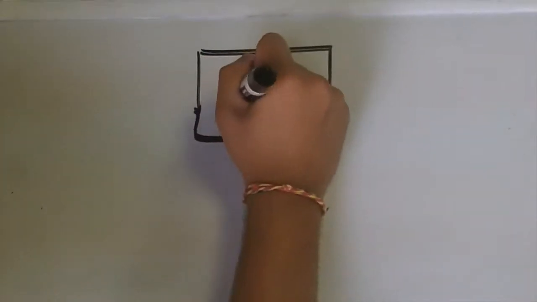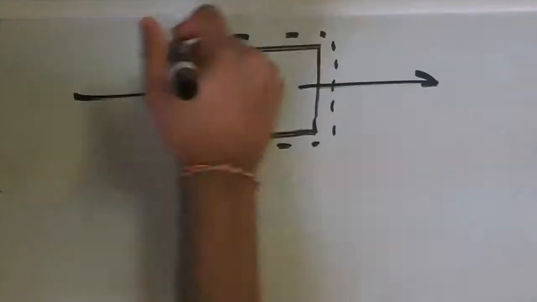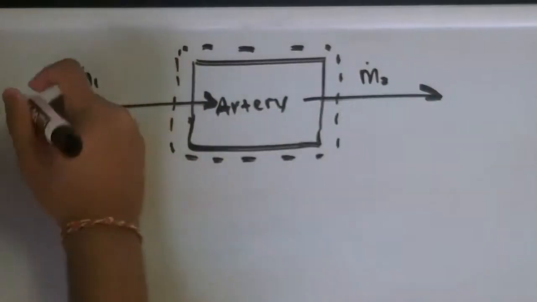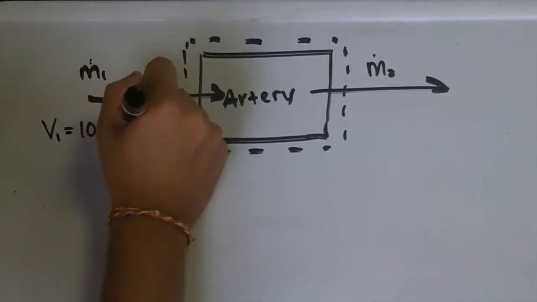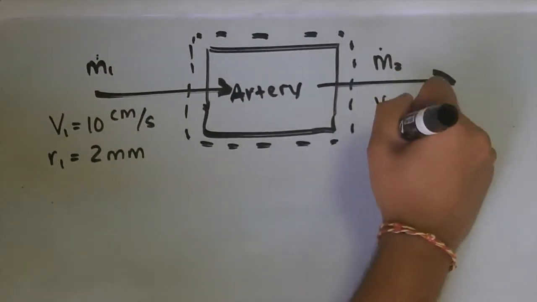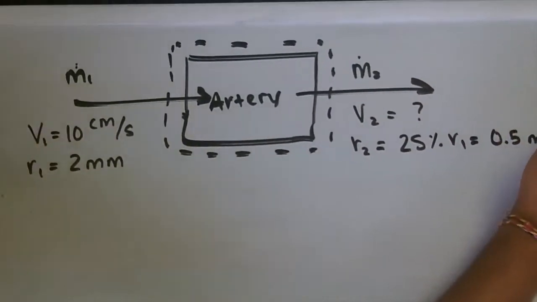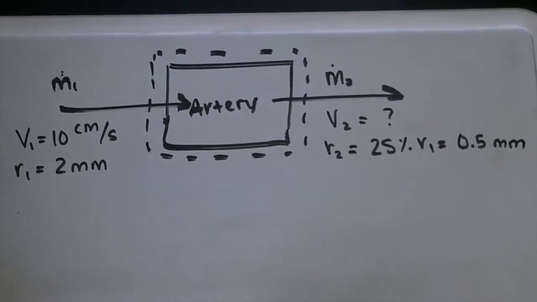Our system can be represented by a simple box. Let's say a healthy patient has a blood velocity of 10 centimeters per second and an artery diameter of 4 millimeters, making its radius 2 millimeters. If the diameter is reduced by 75%, the radius of the outlet stream is now 0.25 times the radius of the inlet stream, which equals 0.5 millimeters.